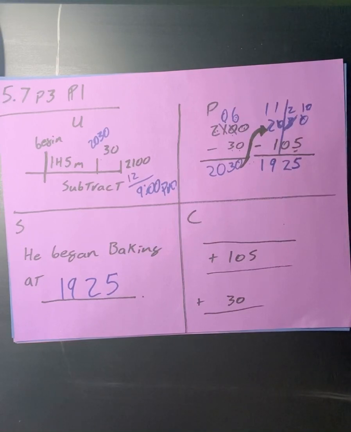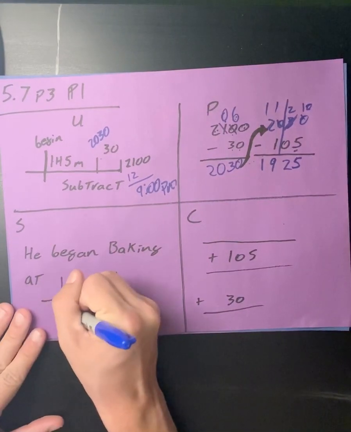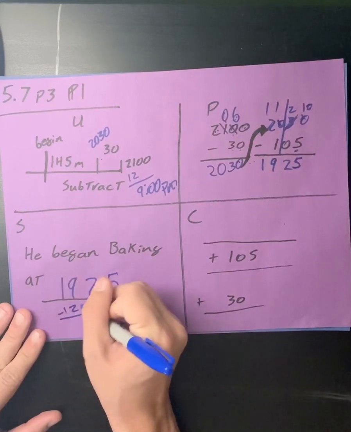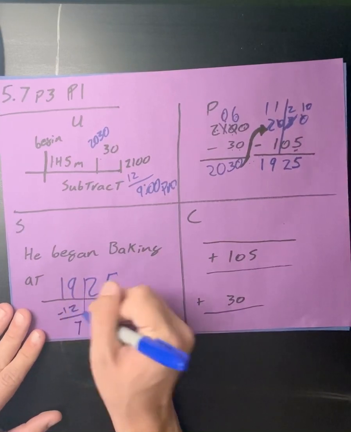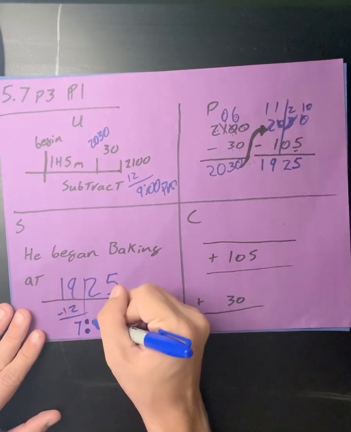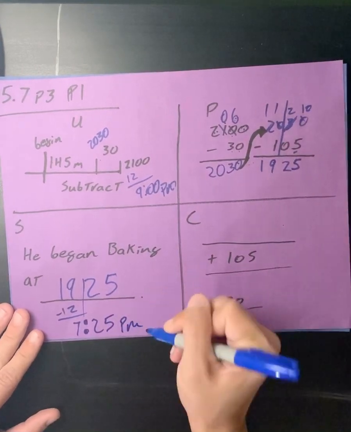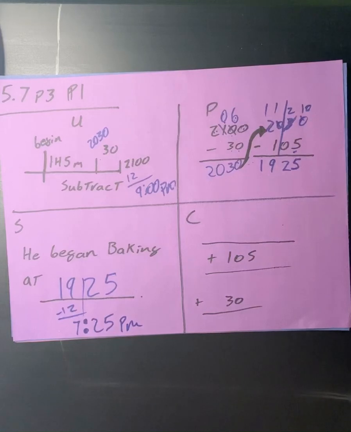If I wanted to, or if the instructions said, I could put my time in 12-hour time. To do so, I just subtract 12. 19 minus 12 from my hour side. 19 minus 2 is 7. 10 minus 10 is 0. Colon 25. That would be PM because this number was greater than 12. So he began baking at 1925 minutes, or 7:25 p.m.